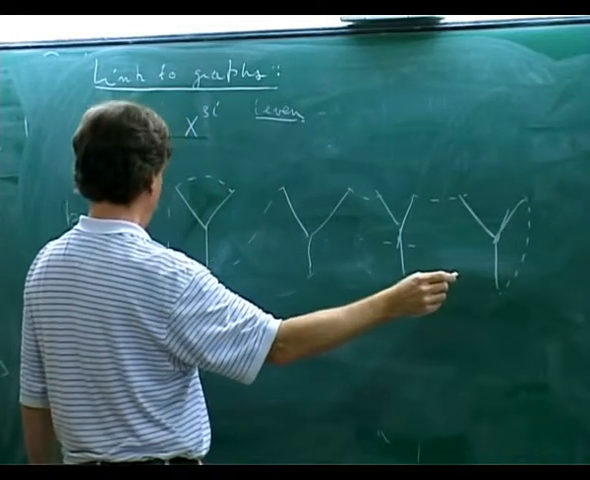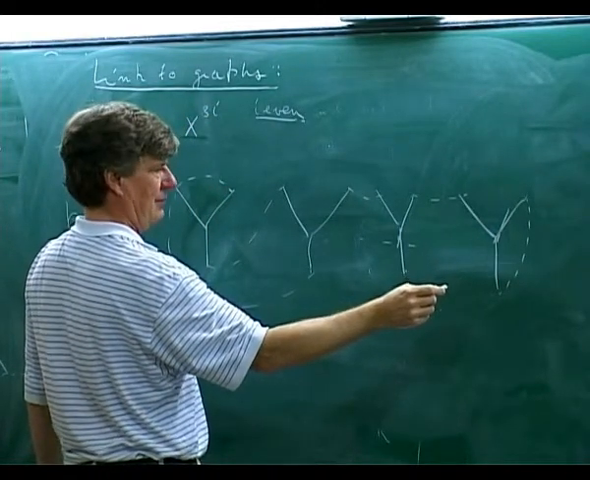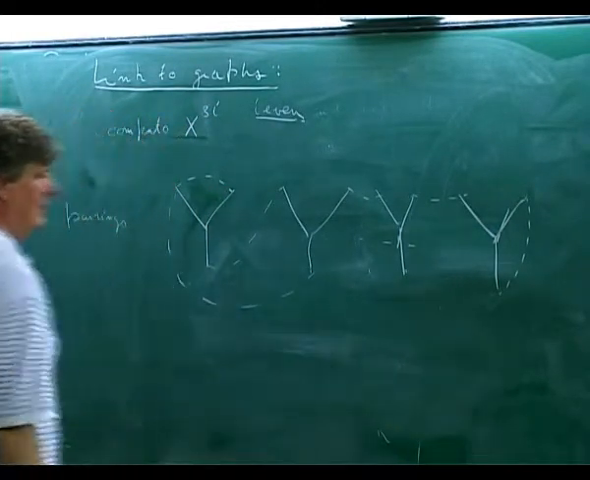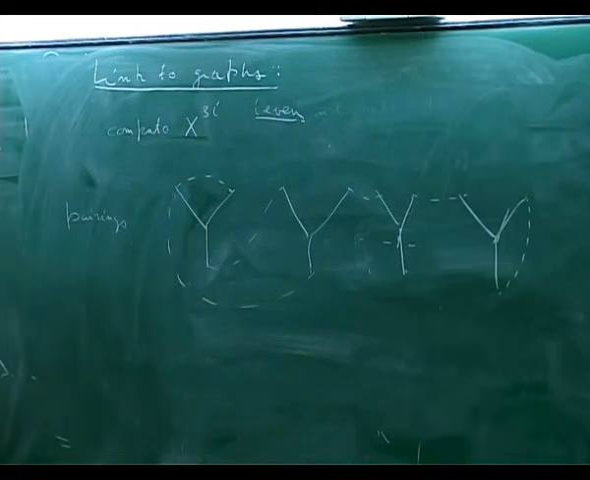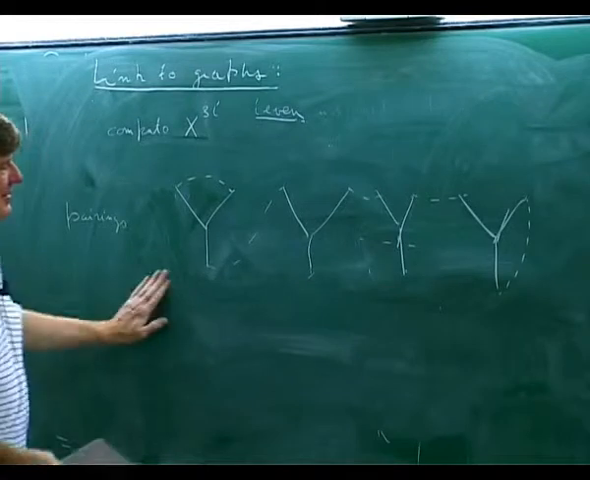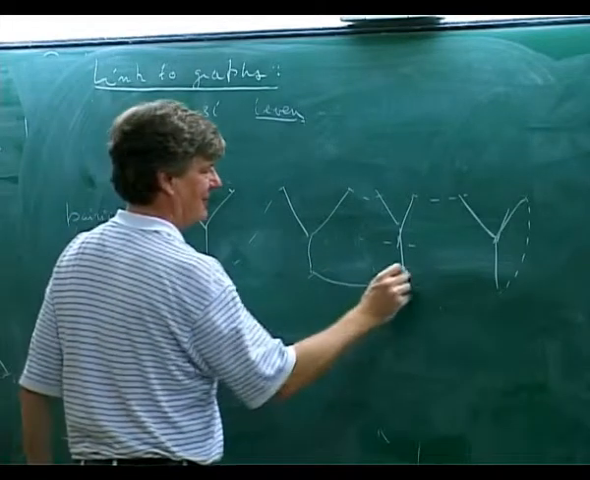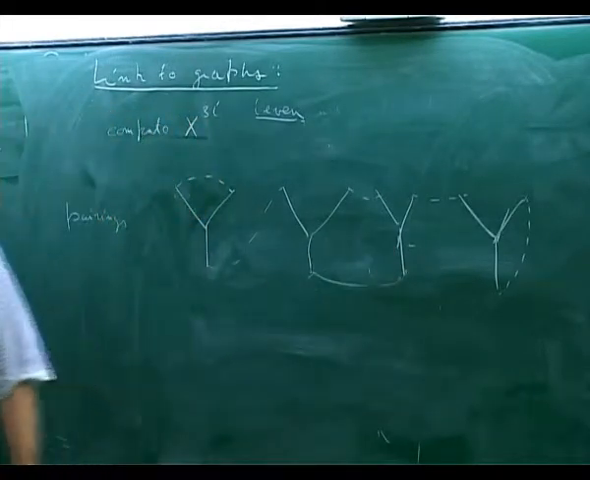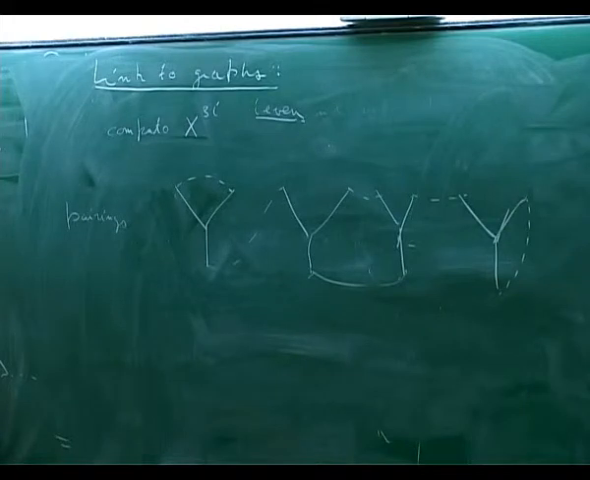Let's see, what have I done? I've skipped one. Wait a minute. What have I done wrong? No, this makes no sense. Right? I've got an even number of vertices on the blackboard. Ah, yes, okay, this is wrong. Okay, I joined them pairwise. Okay, good. Mathematics is consistent.